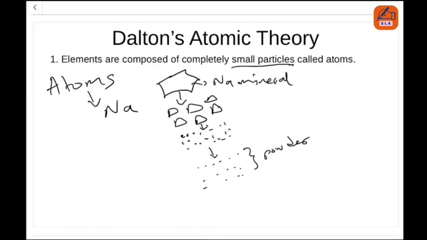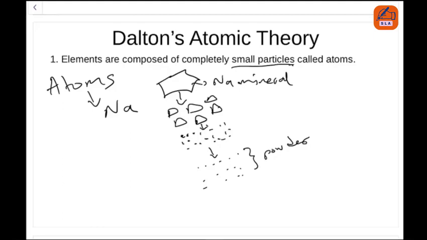This sodium mineral here will keep breaking down until it reaches a point where there are only atoms of sodium. Here, after breaking them down, you reach a point where you have atoms of sodium. So here you started with a large rock of sodium mineral. You break it down and break it down and break it down until you find atoms of sodium. So each element is composed of these small particles here, atoms, these small particles which are called atoms of sodium. This is for each and every element.